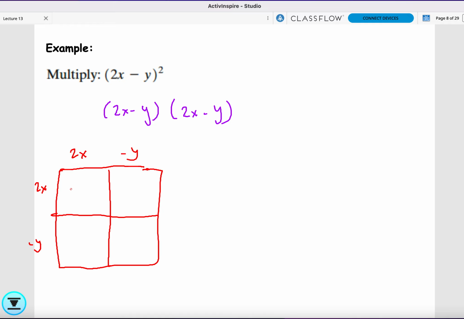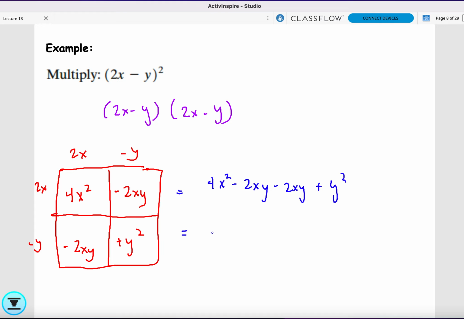2x times 2x is 4x squared. 2x times negative y is negative 2xy. Negative y times 2x is another negative 2xy. Negative y times negative y is plus y squared. So this comes out as 4x squared minus 2xy minus 2xy plus y squared, which equals 4x squared minus 4xy plus y squared. And we're done.